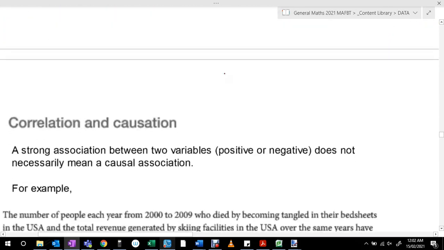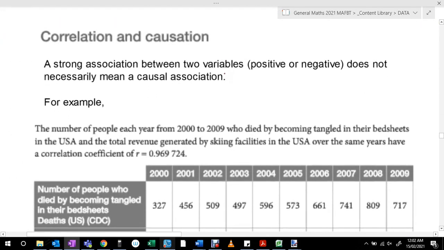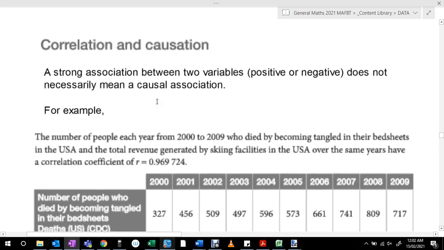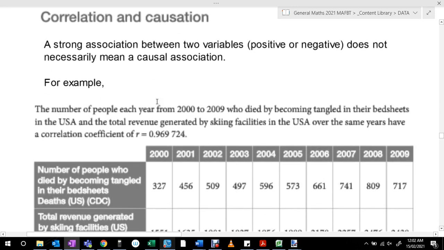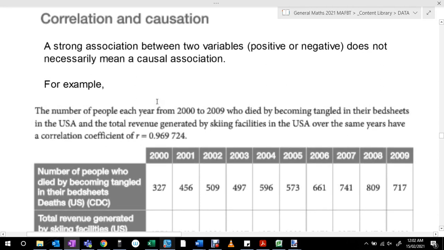Let's move on. So correlation and causation. In this section, we're going to be going through something that's not really too mathematical, but is still considered to be in some ways related to what we're doing. Generally, when you have a strong association between two variables, whether it's positive or negative, it doesn't always mean that there is causal association, meaning it doesn't always mean that one actually affects the other.